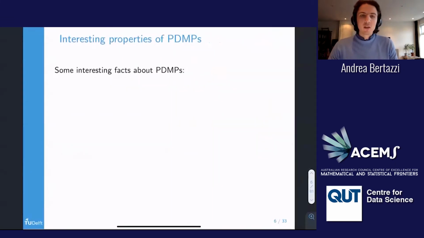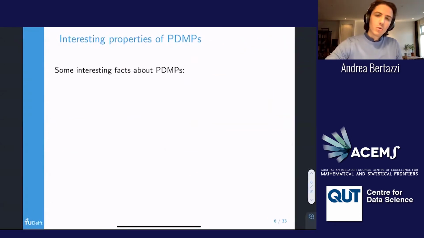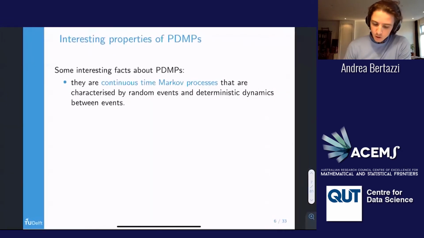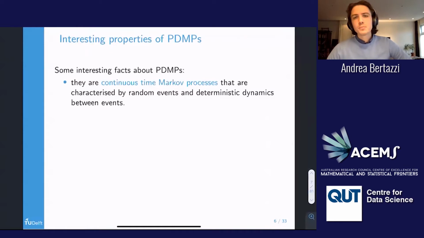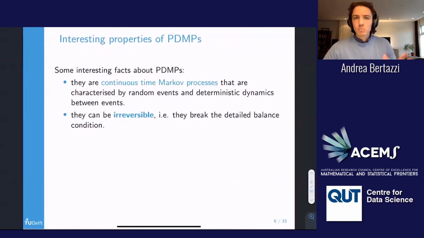Generally this problem you can solve, for instance, with Metropolis-Hastings or Hamiltonian Monte Carlo or any MCMC algorithm you have. So why would we even care about PDMPs? Let's give some context. First of all, they're continuous time Markov processes, characterized by random events and deterministic dynamics between events. It's a seemingly easy formulation, at least. This is really the general mechanism, but we will see more about it.